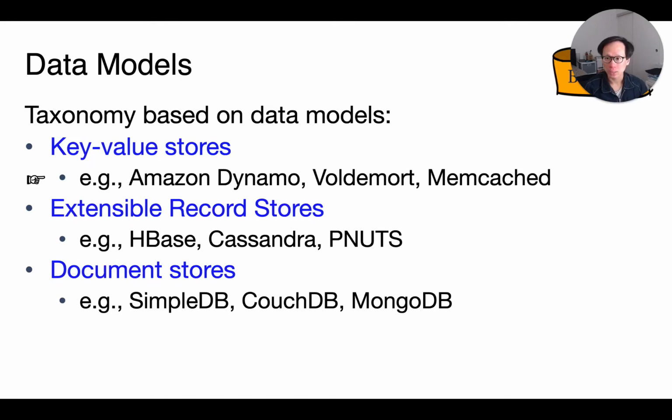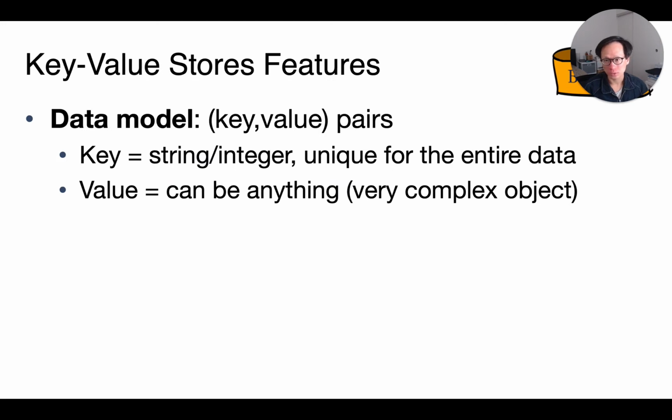Now let's talk about data models for NoSQL. In this class, we will cover three different types of data models: key value stores, extensible stores, and document stores. The first one, key value store, is quite simple. Everything is stored in key value pairs. That's it. No tuples, no columns.